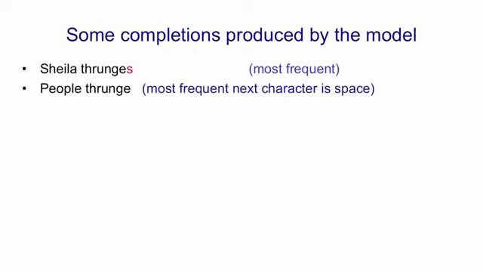If you give it People Thrunge, the most frequent next character is a space, not an S, which suggests that it knows that people is plural. I then tried giving it a list of names. So I used capitals for the names with a comma in between, and I put a capital T for Thrunge so it looked like a name to see what it would do with that. So it actually completed it as a name, and if you look at the name it made, it's not a bad name. It indicates that it knows an awful lot about names in many languages.